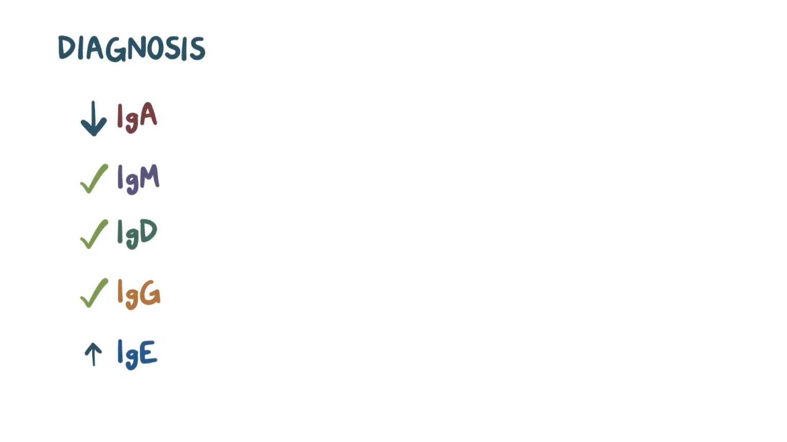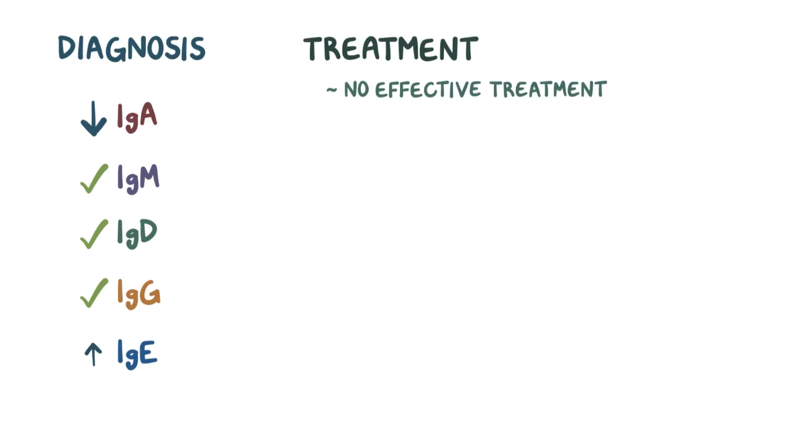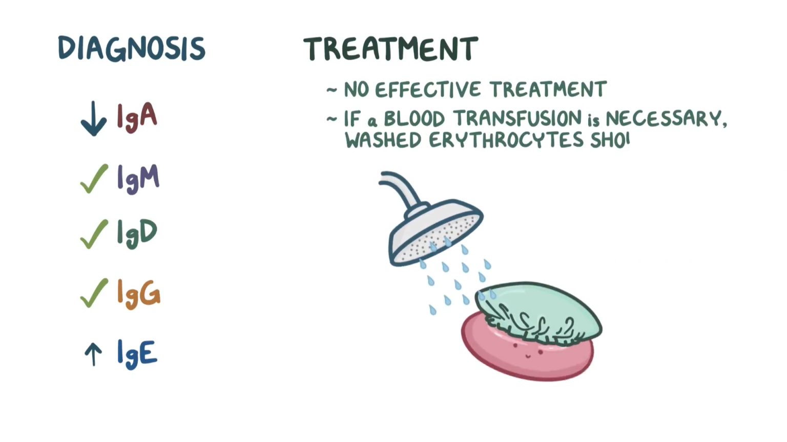Diagnosis is based on decreased IgA levels in the blood, with normal levels of the other antibody classes, like IgM, IgD, and IgG, and slightly elevated levels of IgE. Unfortunately, there's no effective treatment for selective IgA deficiency, and if a blood transfusion is necessary, washed erythrocytes should be used, if possible.